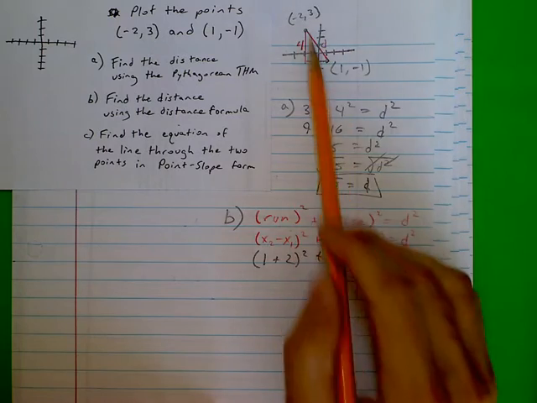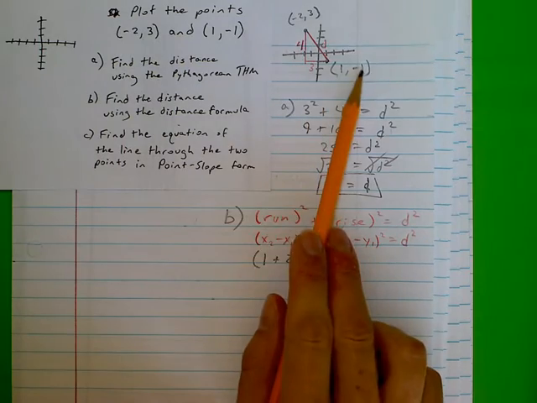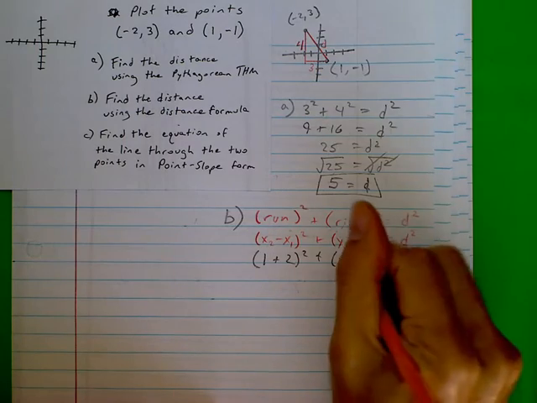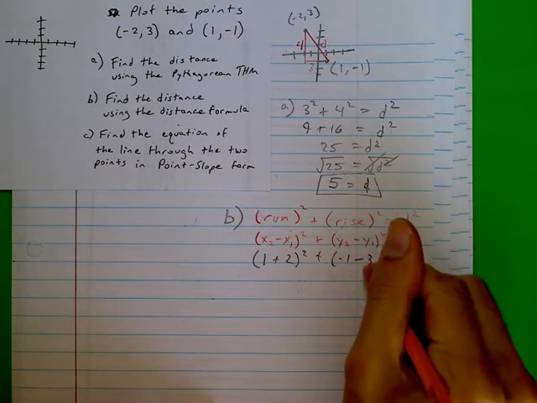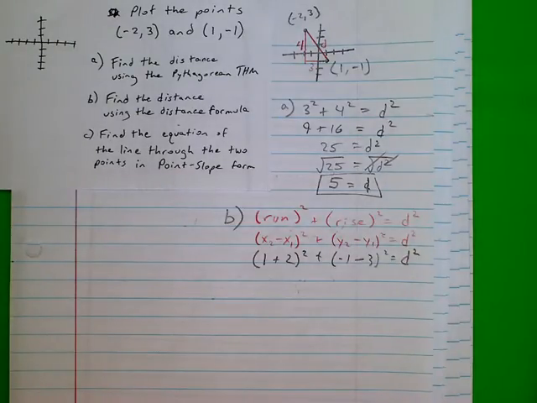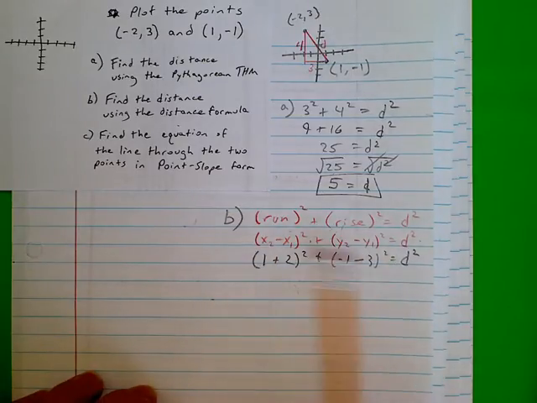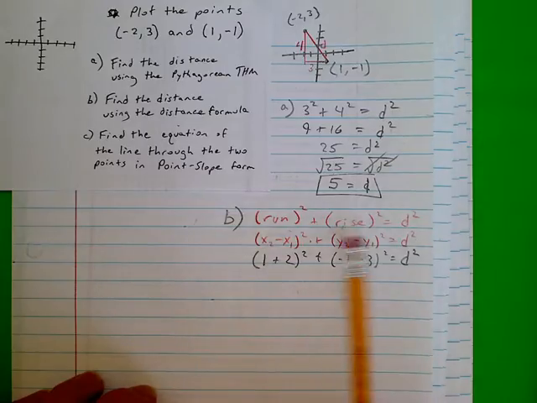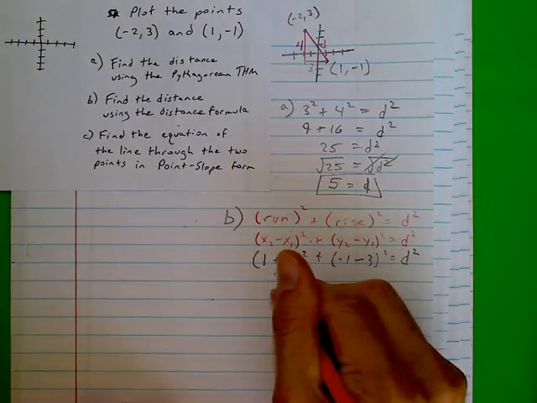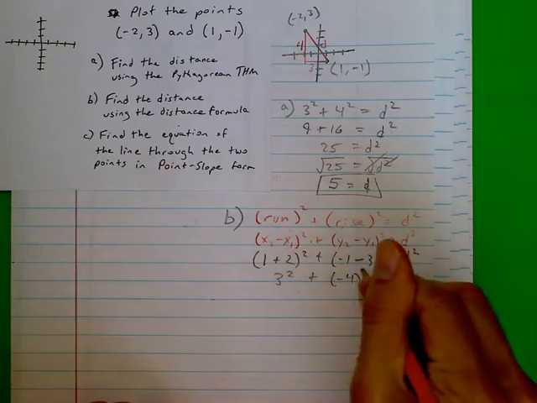And the difference in the y's, again, I'm going to go in the same order. So I started with 1 and then -2. I've got to do -1 minus 3. Not a comma. -1 minus 3. And I'm going to square that. And that's equal to the distance squared. So this may not be the exact way you wrote the distance formula last year. This is the way I usually write it because it makes the most sense. It's just the Pythagorean theorem. It's the same thing. So 1 plus 2 is 3, so 3 squared, plus -1 minus 3 is -4 squared.